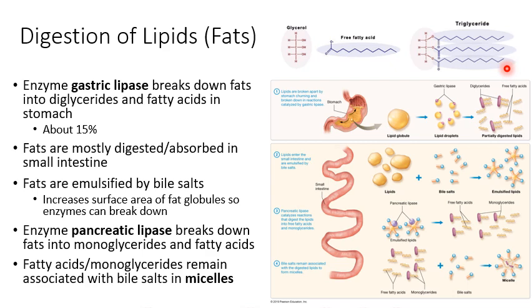So in the stomach, you have the enzyme gastric lipase that's going to snap one of these fatty acids off of the fat, and that leaves you with a diglyceride, a glycerol with two fatty acids attached to it, and a free fatty acid. About 15% of the fats in food would be digested that way in the stomach. Then everything will enter the small intestine and be digested the rest of the way and absorbed.